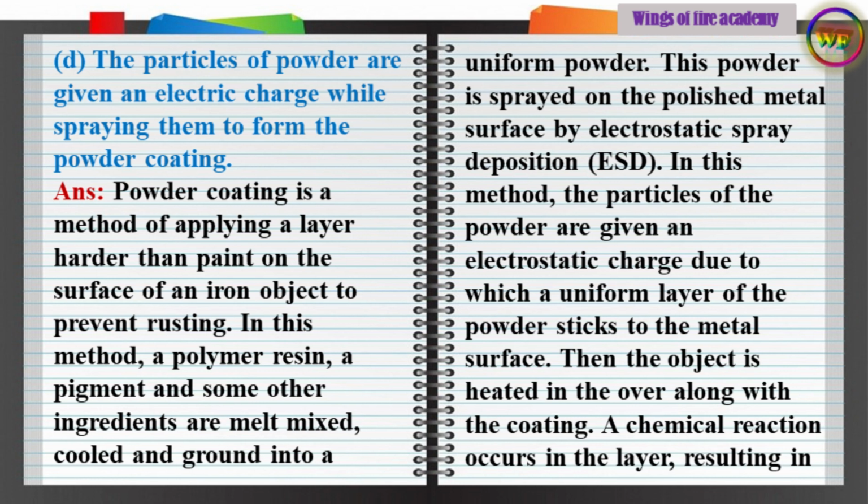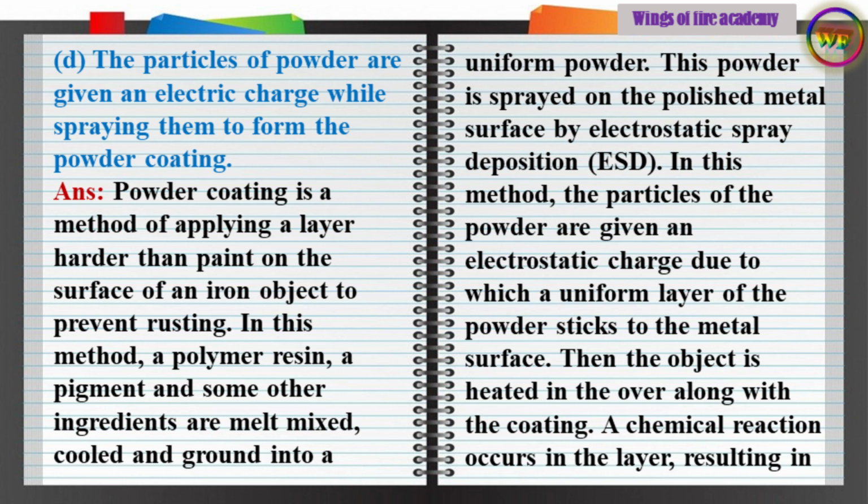D. The particles of powder are given an electric charge while spraying them to form the powder coating. Answer. Powder coating is a method of applying a layer harder than paint on the surface of an iron object to prevent rusting. In this method, a polymer resin, a pigment and some other ingredients are mixed, cooled and ground into a uniform powder. This powder is sprayed on the polished metal surface by electrostatic spray deposition, ESD.